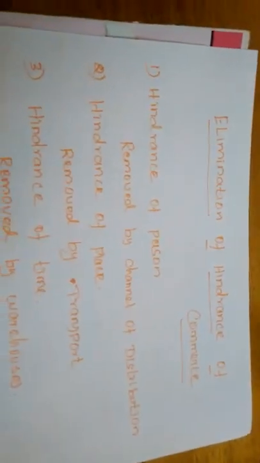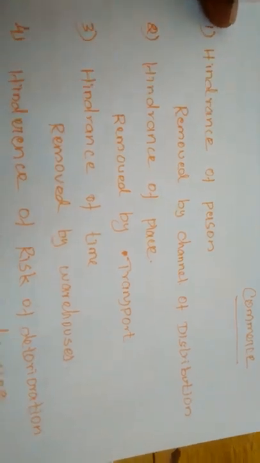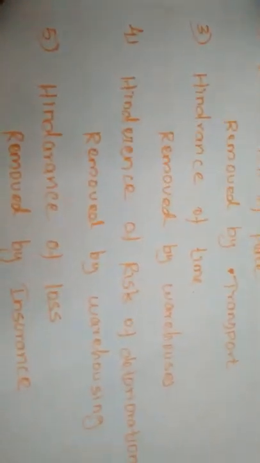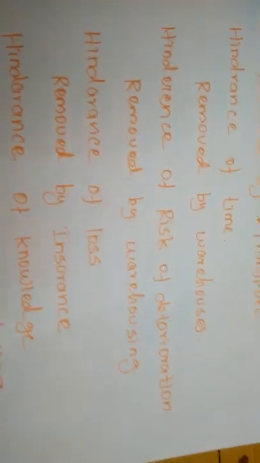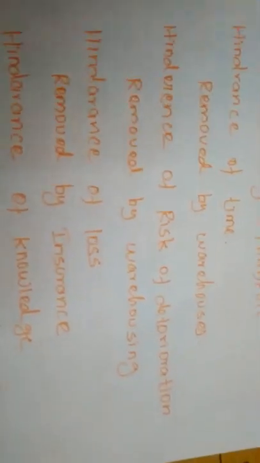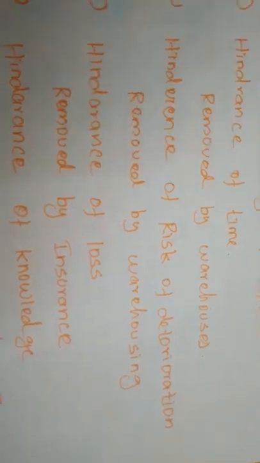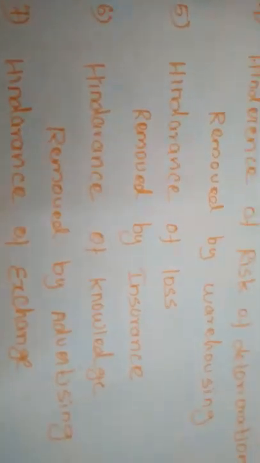Okay, what are the hindrances? The hindrance of person will be removed by the channel of distribution, and the hindrance of place will be removed by transport. Next, the hindrance of time will be removed by warehouse. Next, the hindrance of risk of deterioration will be removed by warehousing. We will study about that later, with the differentiation of warehouses and warehousing. Next, the hindrance of loss is removed by insurance.